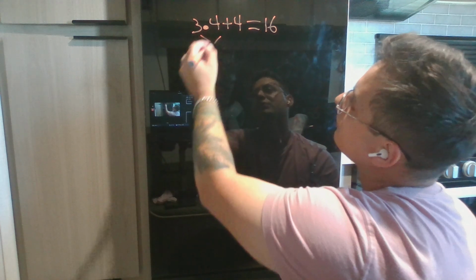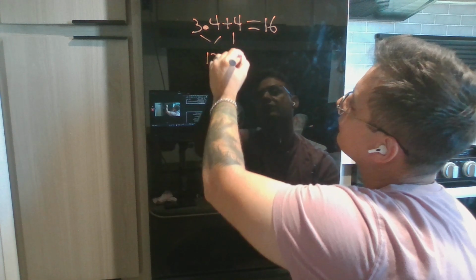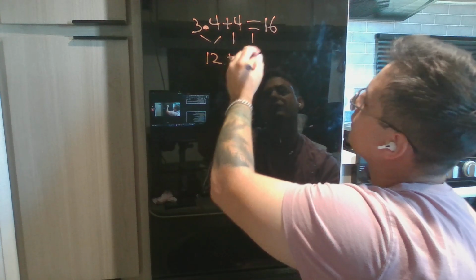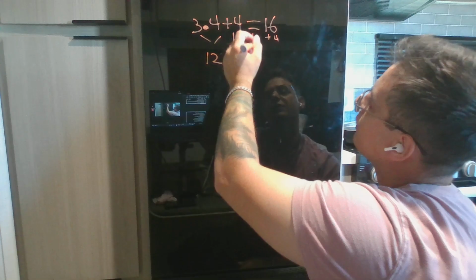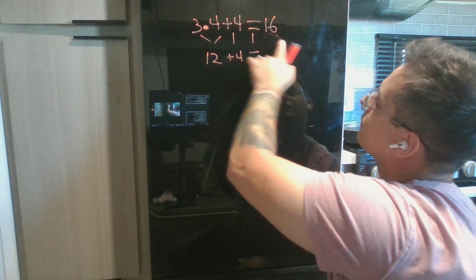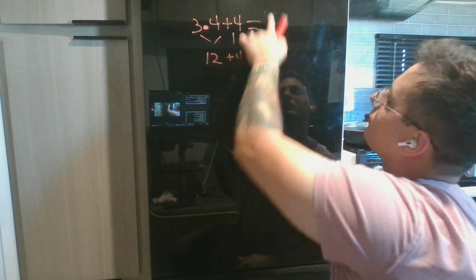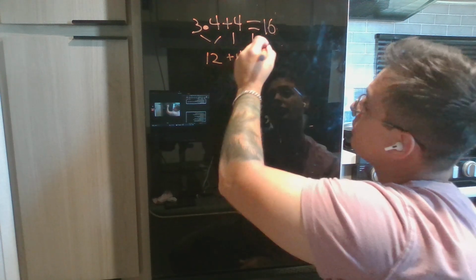3 times 4 equals 12. Bring our plus 4 down. Bring our equal sign down. 16 plus 4... We've got that 16 already figured out. It's just 16. So it should equal 16.